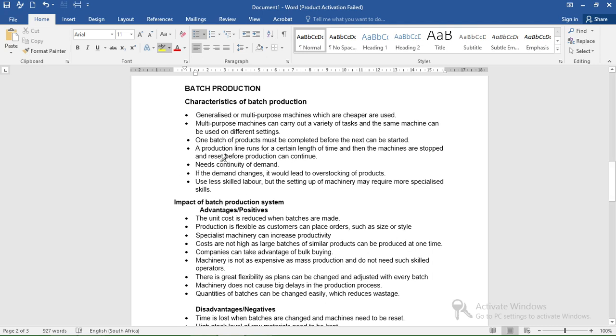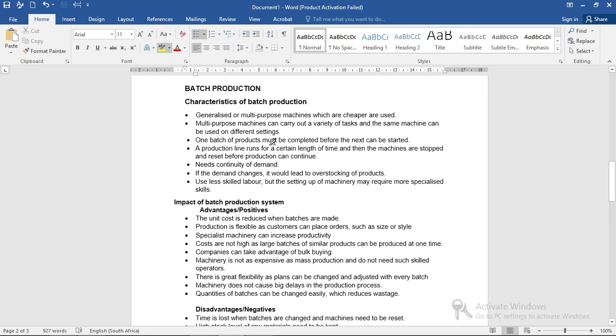So that's why here we say a multi-purpose machine can carry out a variety of tasks, and the same machine can be used on different settings. That's the major advantage of batch production. You can use the same machine for different kinds of products that you are making. Unlike mass production, same machine, same product, no difference. It cannot be changed, it's inflexible. But for batch production, the machines are flexible, they can be changed to do a variety of tasks, right?